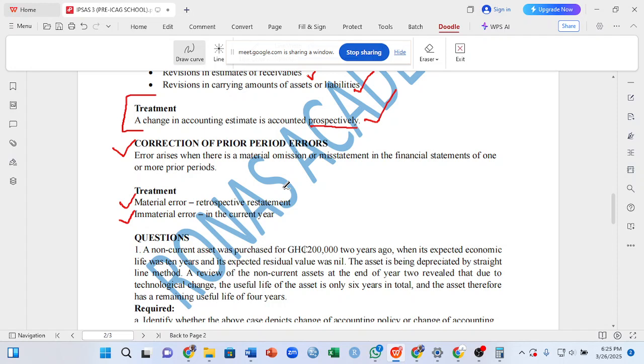Okay, let me start from policy. With a policy, when you see a change in a policy, for instance, if you are using weighted average and you move to FIFO, that's clearly a policy. If you are having a new standard, that's clearly an accounting policy.